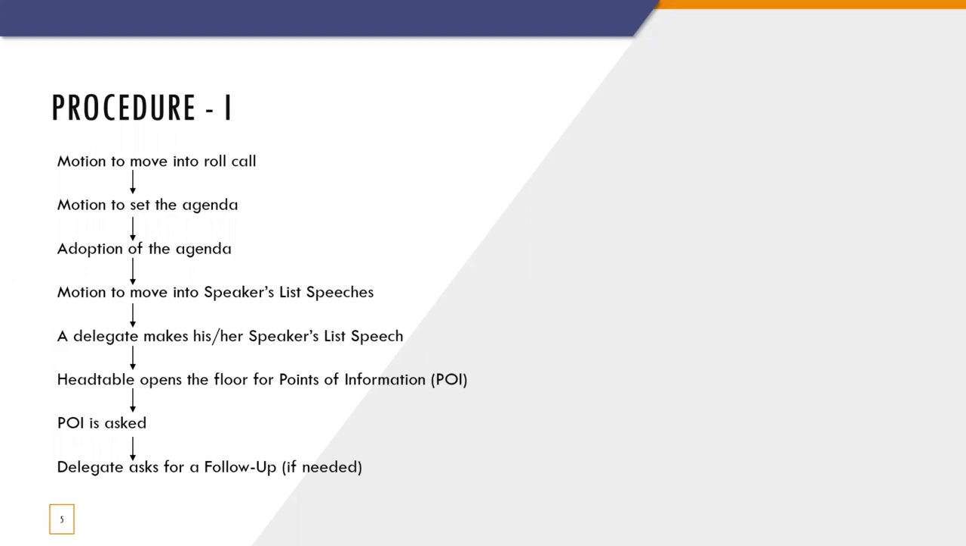So everybody sits down, takes their seat, the chair hits the gavel on the table and says, all right, delegates, here we are in formal session. And the first motion that you would raise is a motion to move into roll call.